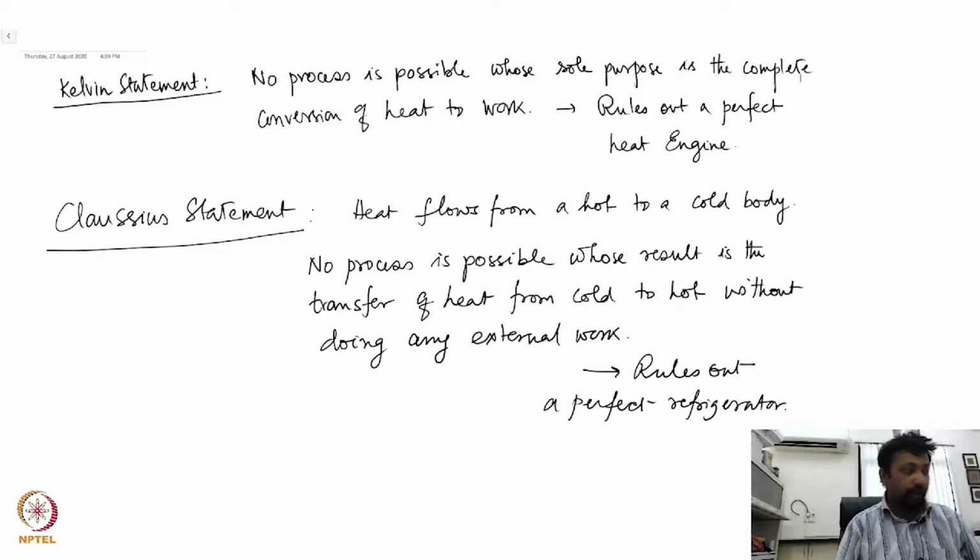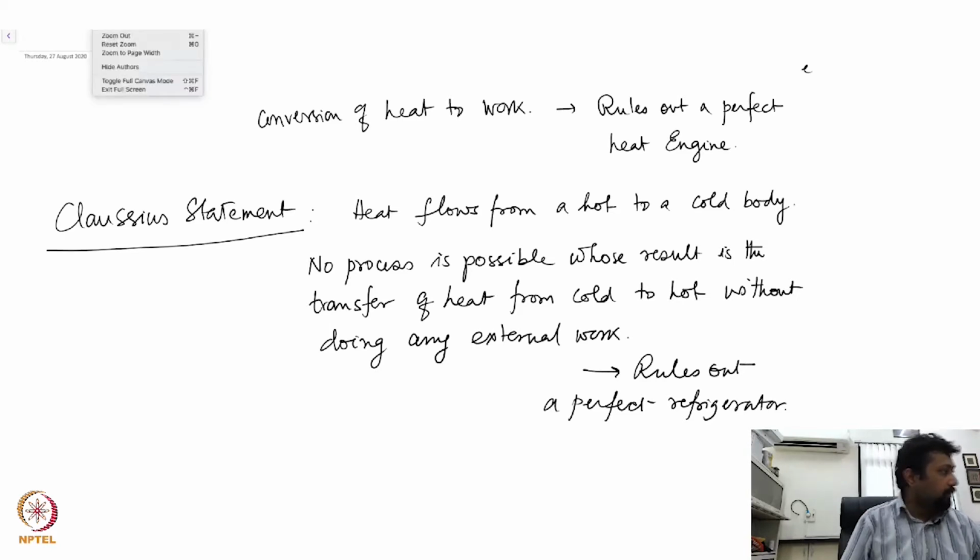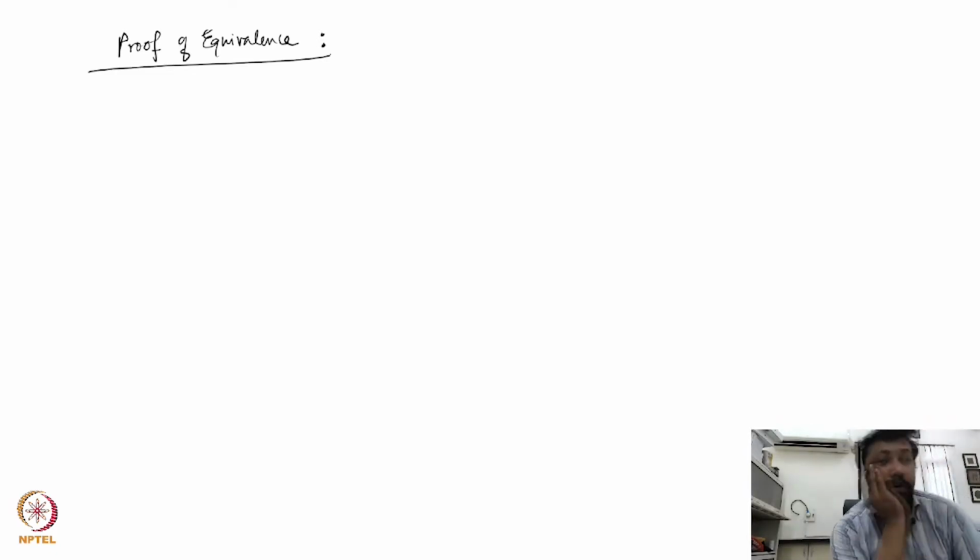Now we want to have the proof of equivalence for this. What do I mean by proof of equivalence? I want to show that if I violate the Clausius statement, I also simultaneously violate Kelvin's statement. Similarly, if I violate Kelvin's statement, I also simultaneously violate the Clausius statement.